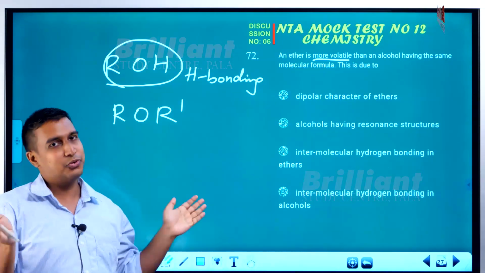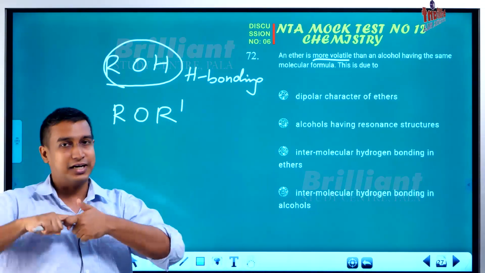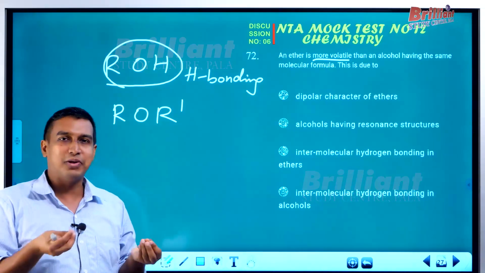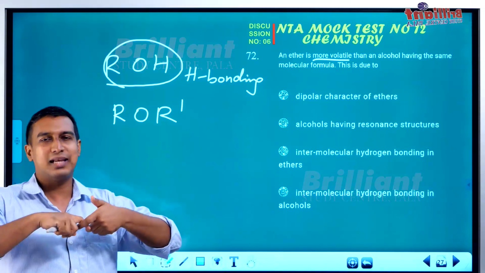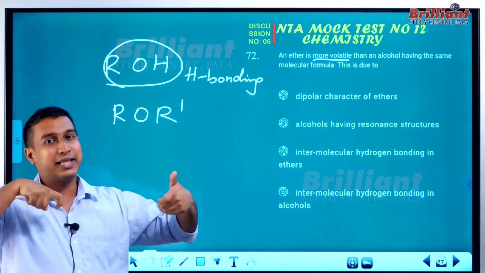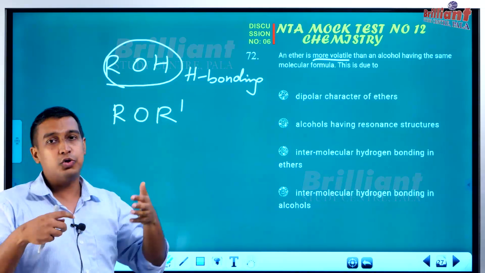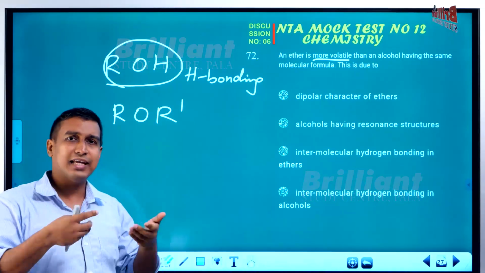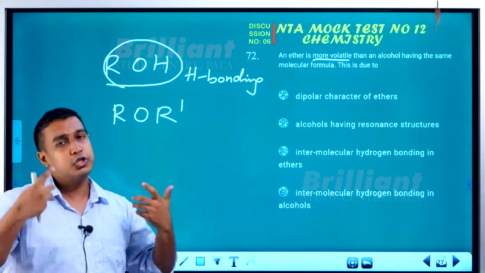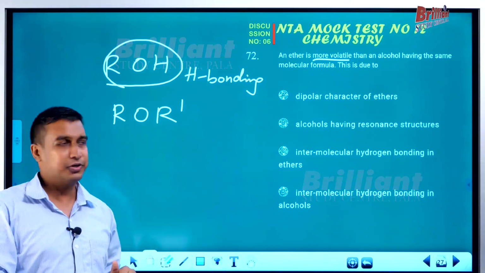While in the case of ether, you don't have that clinging together by hydrogen bonding. So what will happen? It will vaporize at a lower temperature because energy is not required to break this hydrogen bond. While if it is alcohol, you will have to supply higher temperature to break the hydrogen bonds. So it is less volatile. I hope you got the idea.